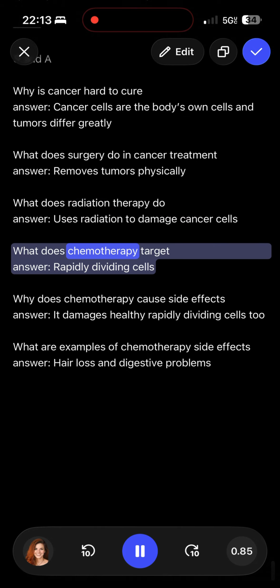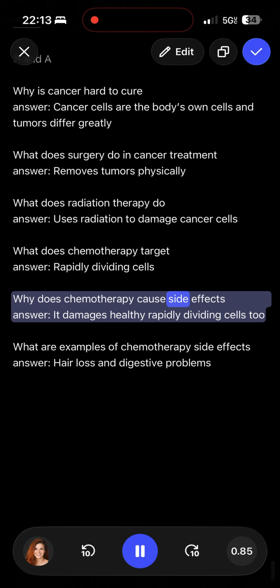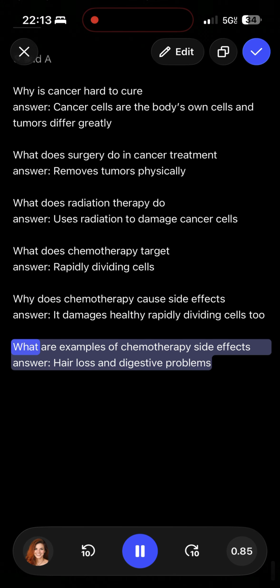What does chemotherapy target? Answer: rapidly dividing cells. Why does chemotherapy cause side effects? Answer: it damages healthy, rapidly dividing cells too. What are examples of chemotherapy side effects? Answer: hair loss and digestive problems.